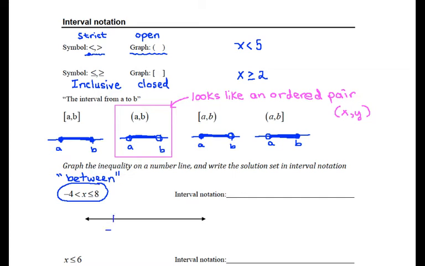That said, I will go ahead and mark -4 and 8 on my number line, and I see that the inequality between x and -4 is strict. Because that's a strict inequality, I'm going to use an open bracket. And I see that the inequality between x and 8 is inclusive. Because it's inclusive, I'm going to use a closed bracket. And of course I do want to include everything in between. So I will go ahead and shade in this part.